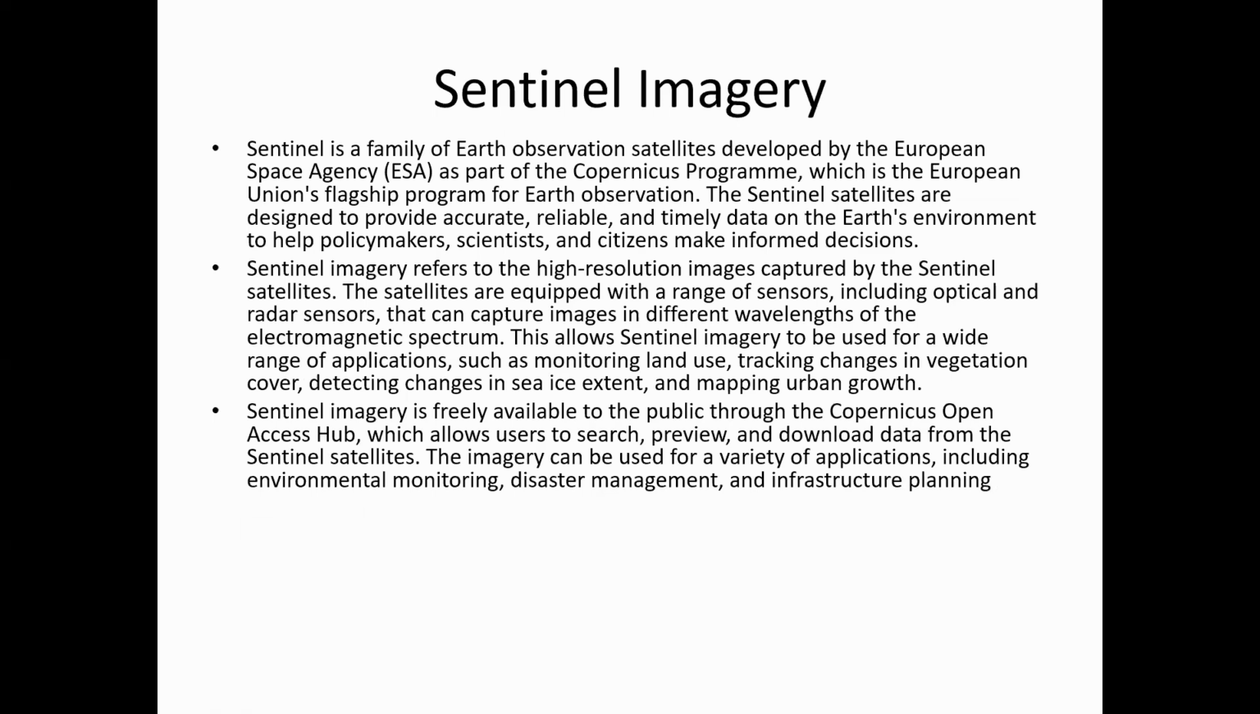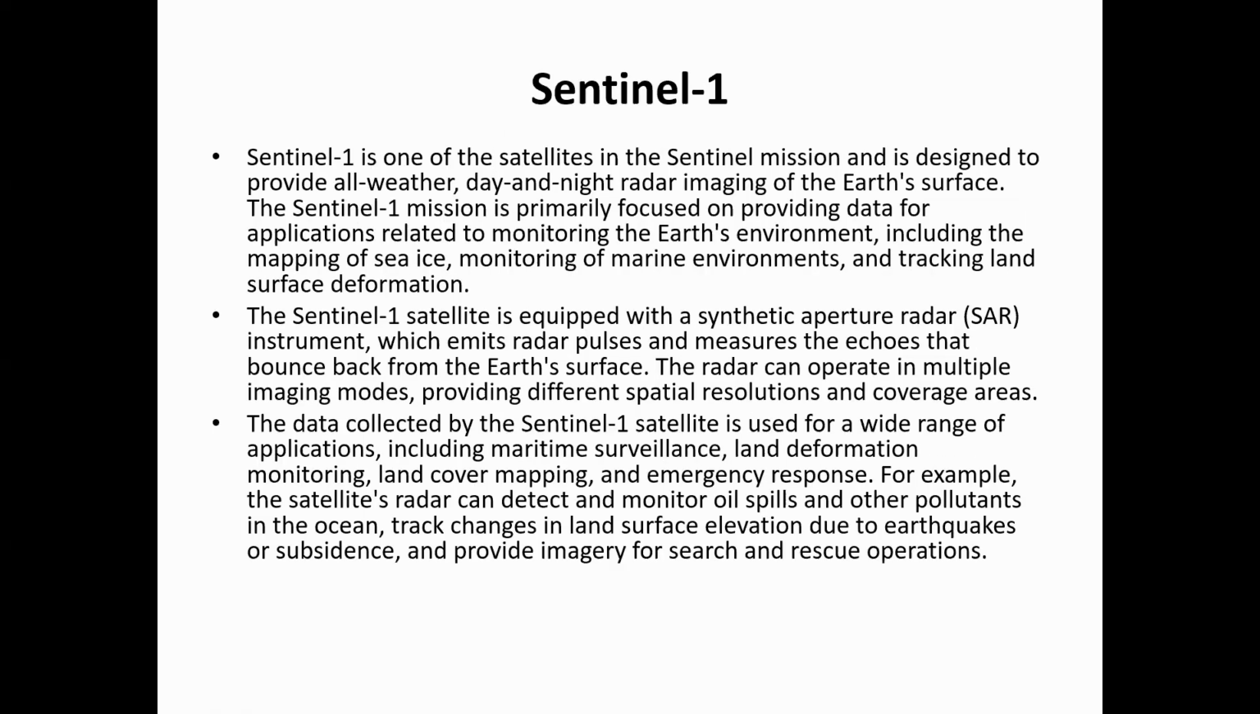Now, if I come to the Sentinel imagery, this satellite imagery is under the European Space Agency, and it is available freely on the Copernicus Open Access Hub. If you want to download, you have to go to the Copernicus Open Access Hub, and you can get different types of Sentinel data. I think Sentinel 1 to 6 missions are present. Sentinel 1 is basically microwave remote sensing data, that means radar data. Radar data helps to identify different types of conditions on the Earth's surface.